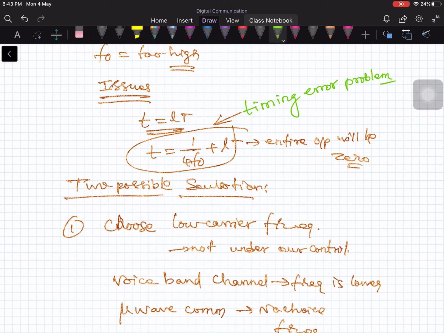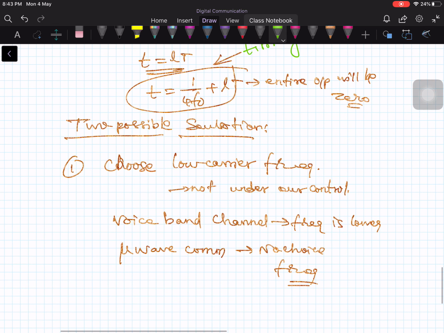So in case if you choose low frequency, the timing error problem will be solved. But certain applications you cannot go for low frequency. So there is no alternate solution. This is the first solution.